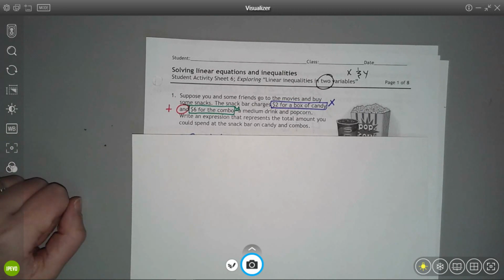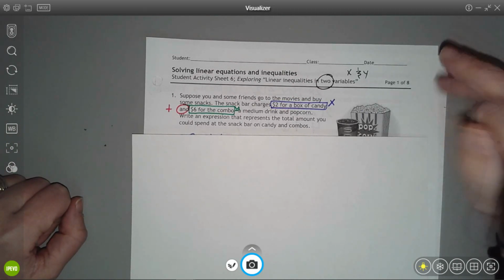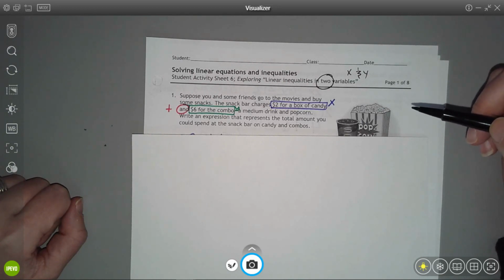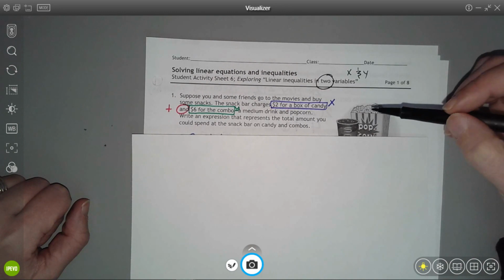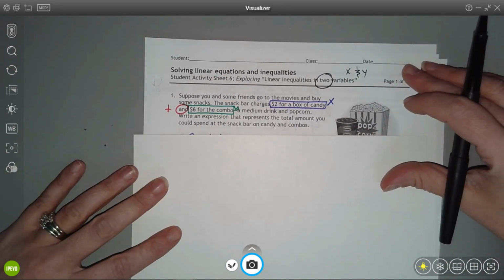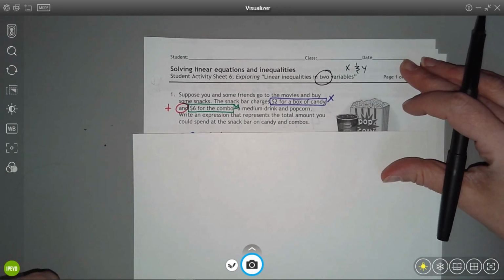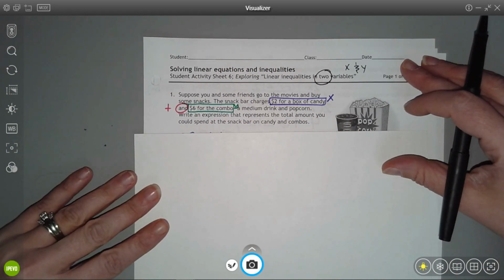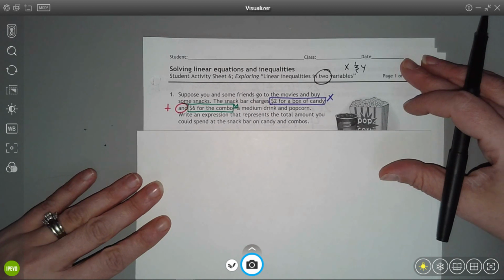So suppose you and some friends go to the movies and buy some snacks. The snack bar charges $2 for a box of candy and $6 for the combo, which involves a medium drink and popcorn. Write an expression, no equal sign, no inequality sign there, guys, just an expression that represents the total amount we could spend at the snack bar.